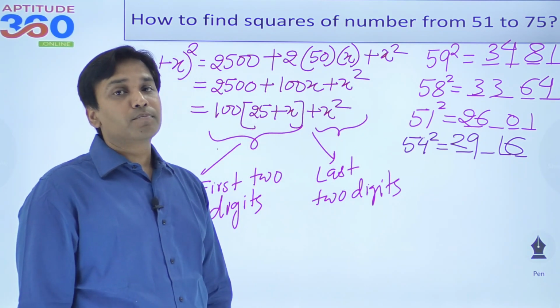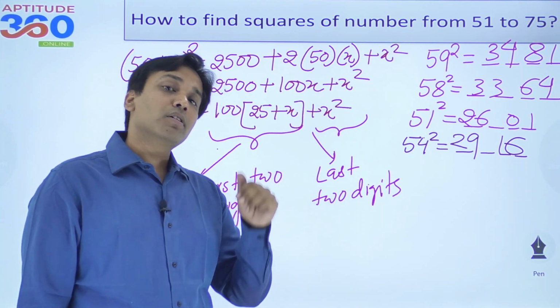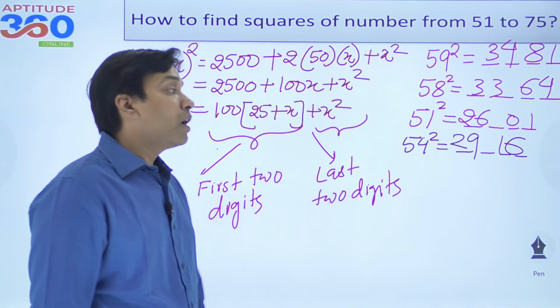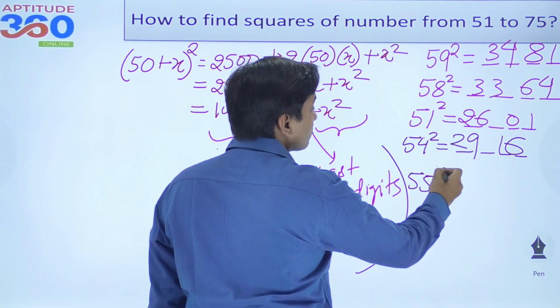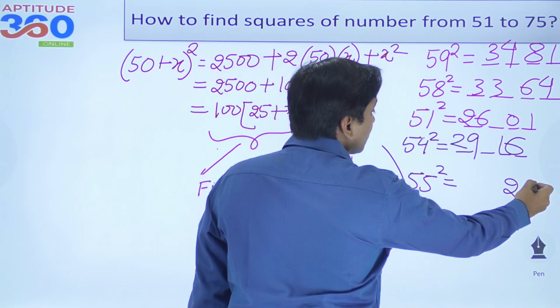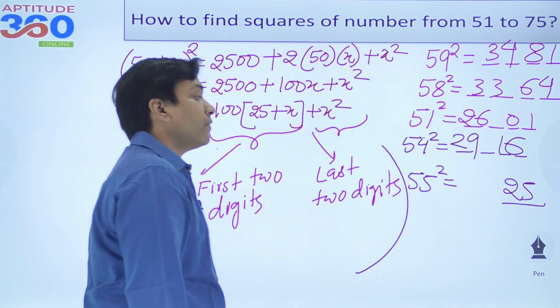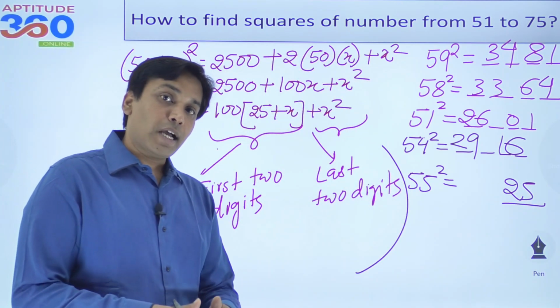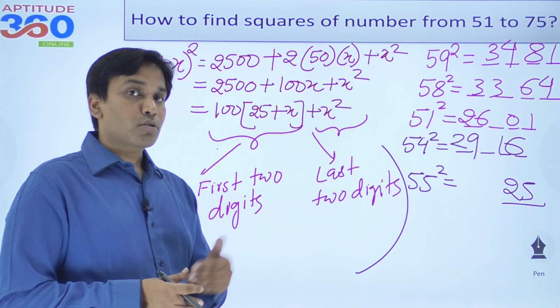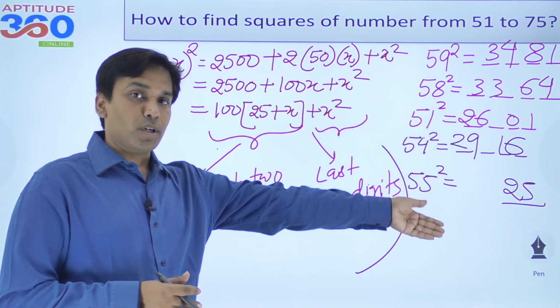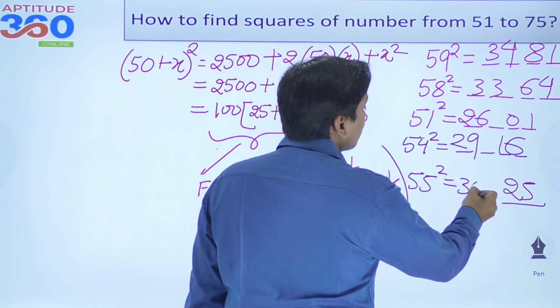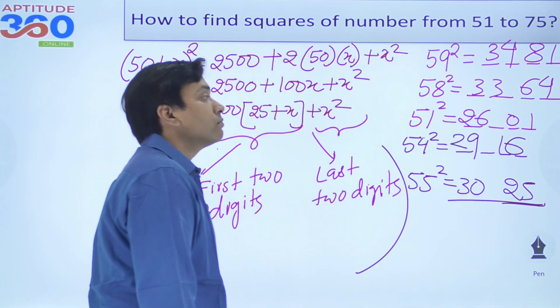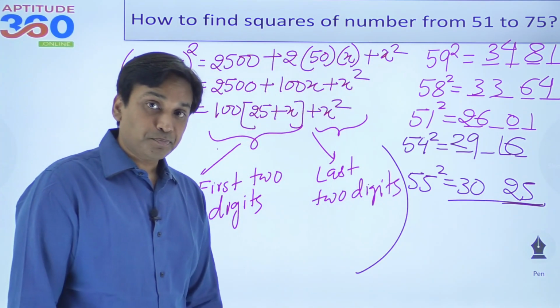Even a fraction of a second, 1 second. In the second you can find out the first two numbers. How do you find out? 55 square, with this method. The last two digits will be 25, because 55 is 5 more than 50, so the last two digits will be 5 square, which is 25. How do you find out the first two numbers? You add 25 plus that 5, which is 30. 3025. We have everything with us.